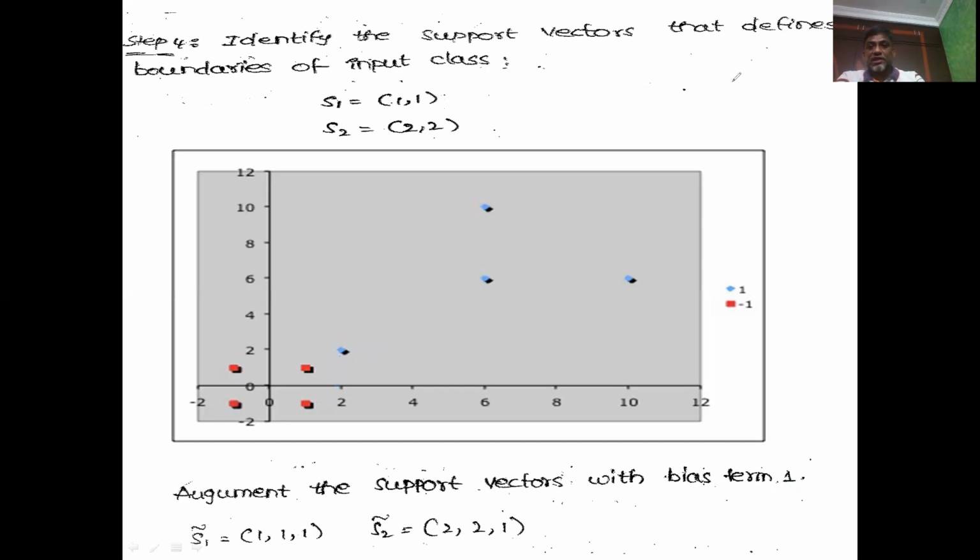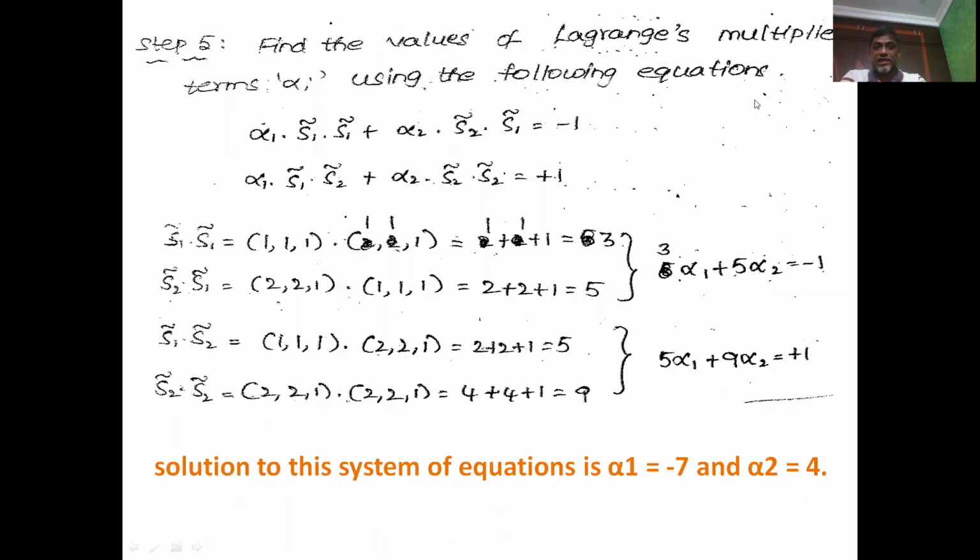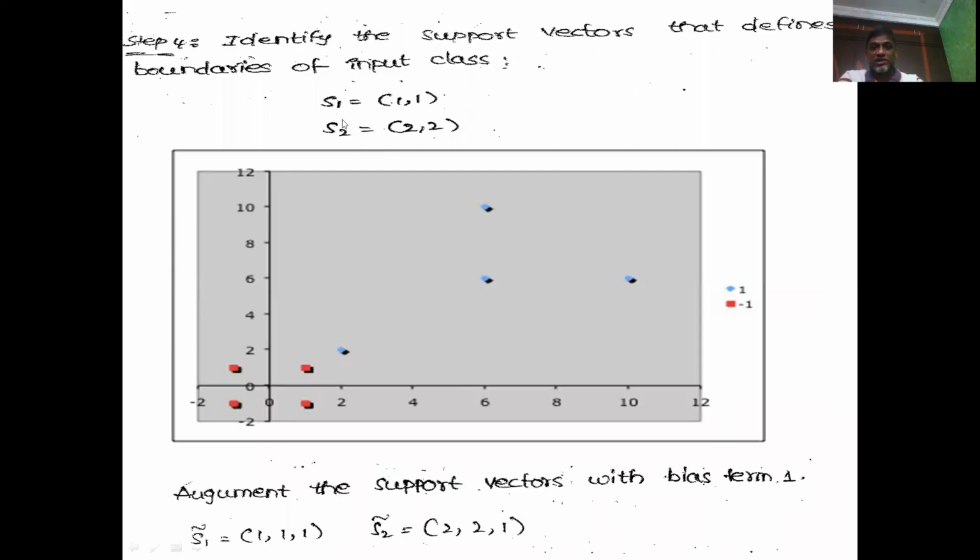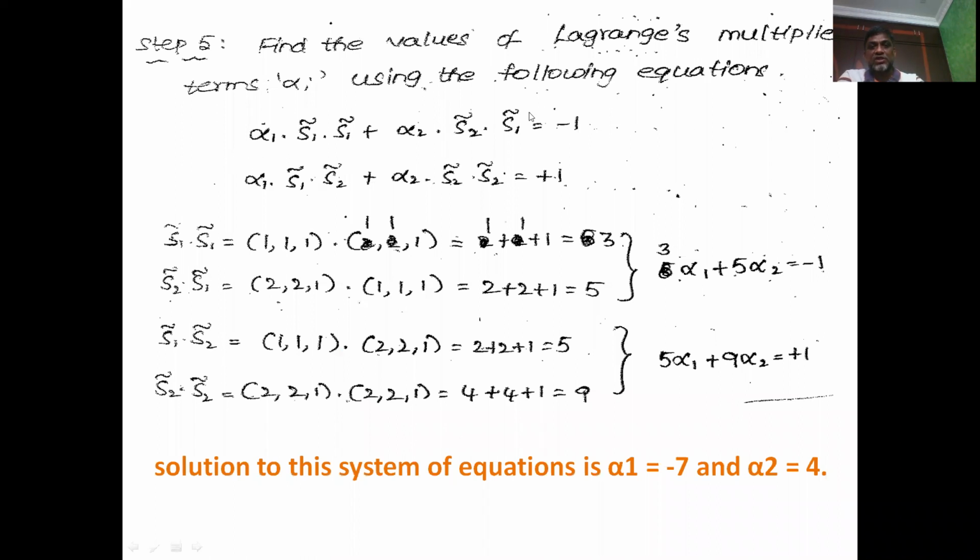So after calculating the augmented support vectors, the next step is we need to find the Lagrange multiplier terms alpha by defining equations for each support vector. So because we have two support vectors S1 and S2, you will get two equations for the Lagrange multipliers. The first equation represents the first support vector S1 tilde. And because the first support vector is representing a negative class label, we take it as equal to -1.